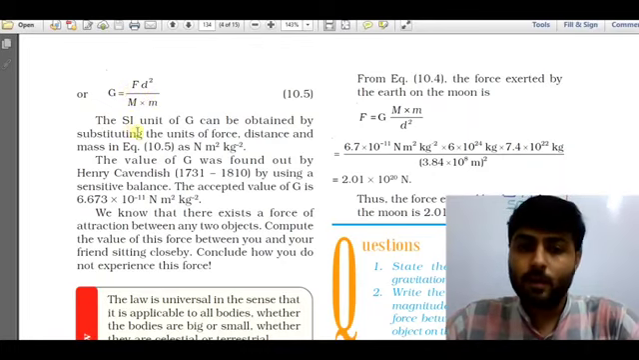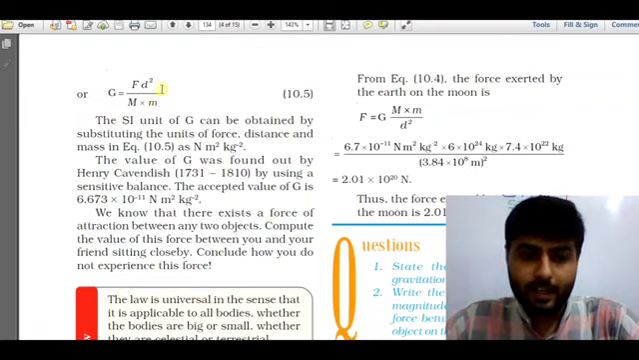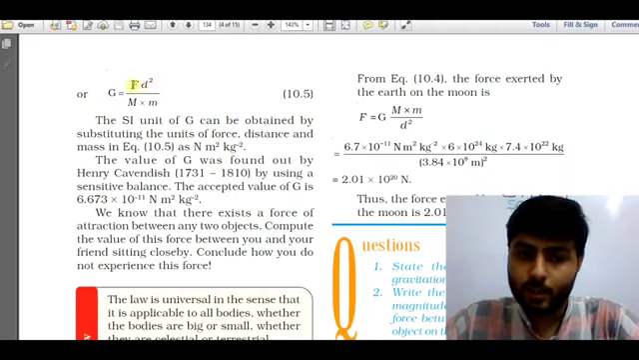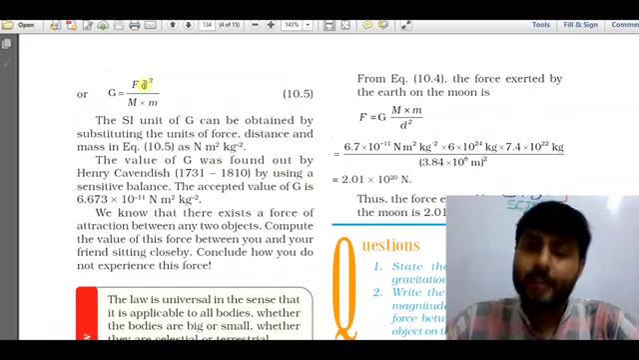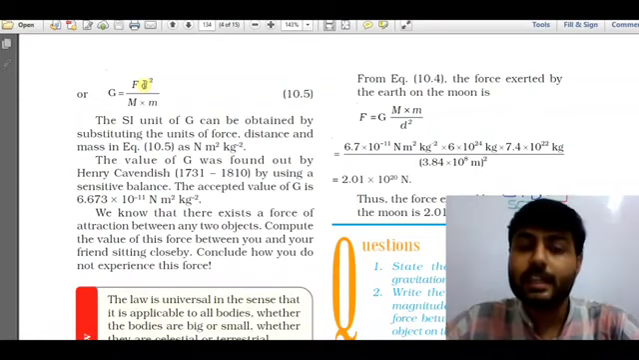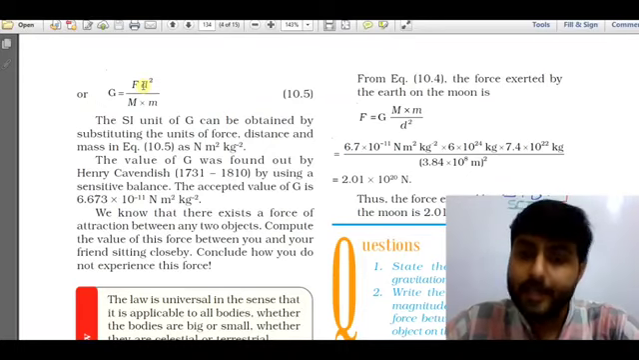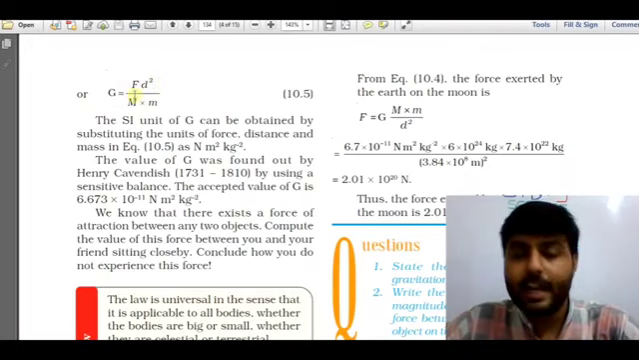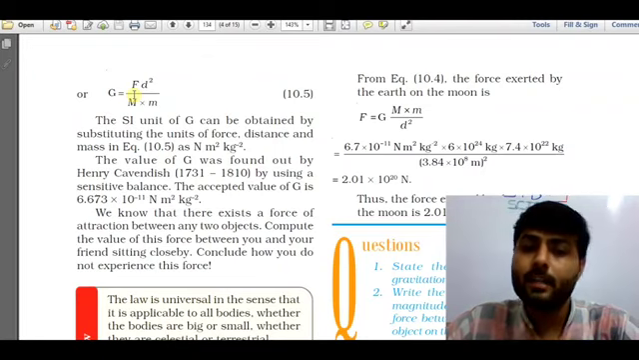Now, if we want to derive SI unit of this G, we have to find SI unit of all this quantity. Here you can see F, d square, M and m. Now we know that SI unit of force is Newton. D is distance and SI unit of distance is meter. Here we have d square, so we have meter square. So you can imagine in numerator Newton meter square.